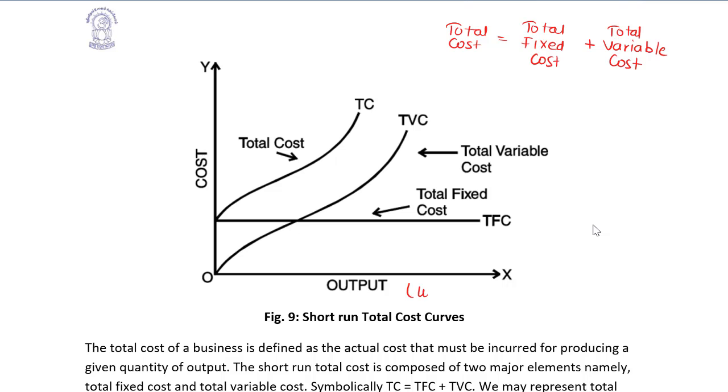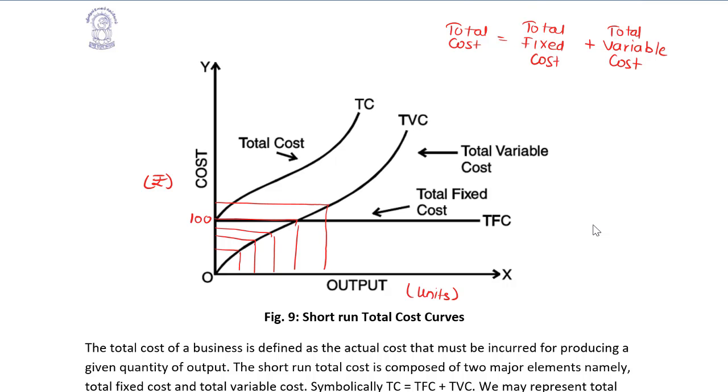On the x-axis we have plotted output, that is in units, and cost, that is in rupees, on the y-axis. You can see this is the fixed cost. Up to this limit, the fixed cost is stagnant. So say for example it is 100. It is fixed. Whatever is the level of output, this cost is fixed. Now this cost is variable. Total variable cost. That means when the output increases, this cost will automatically increase.